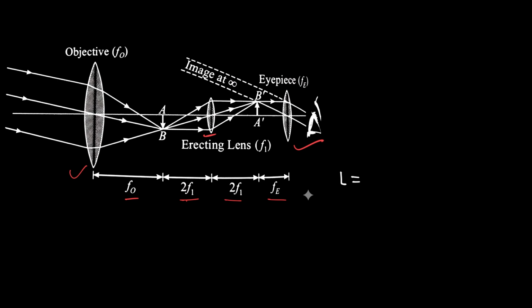So whatever telescope I used, magnification was negative. In that case the image was inverted. But now if you are using 3 lenses, then magnification will be positive. And if I want to find out the length of this pipe, the length of this pipe will be equal to FO plus FE plus 2 times F1.